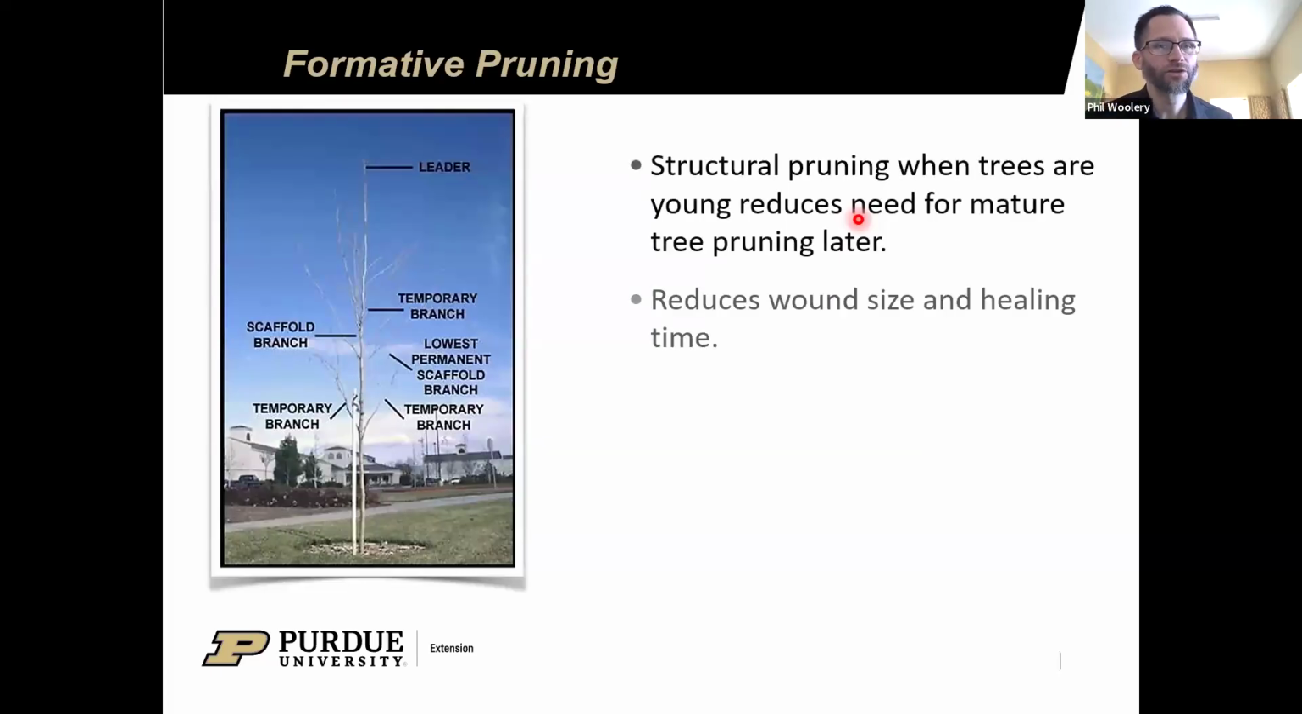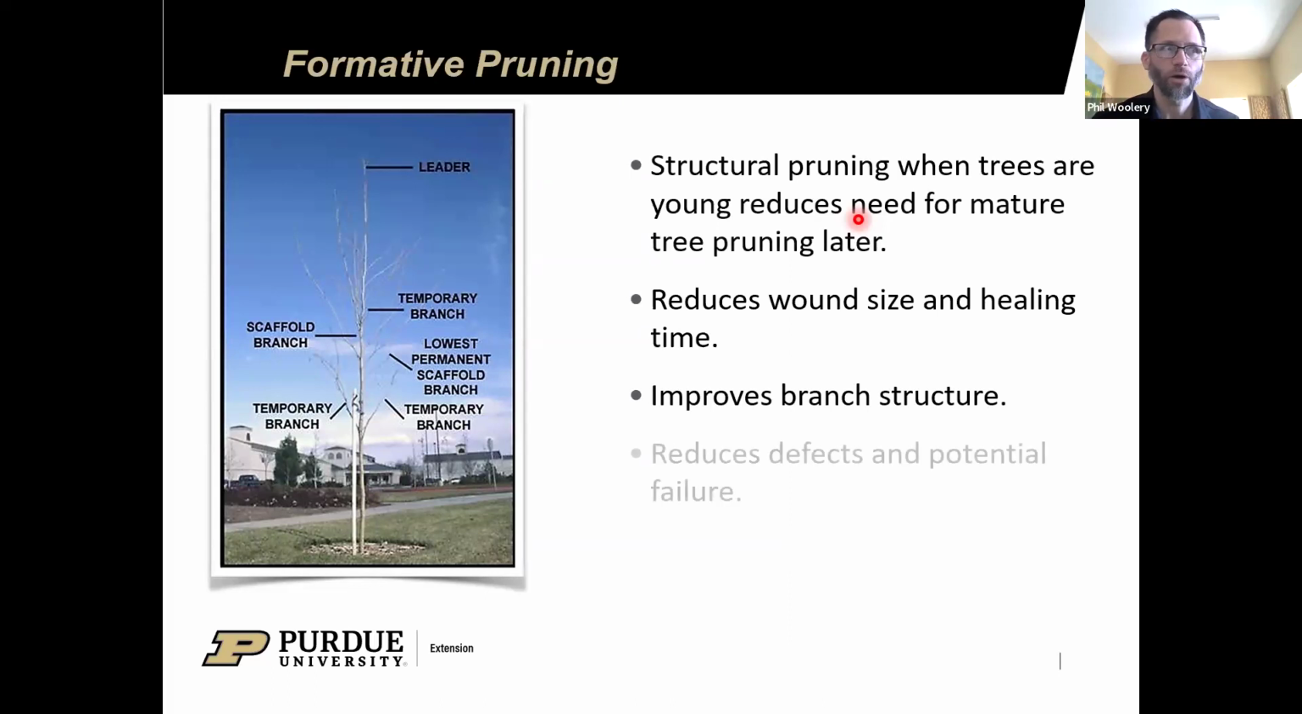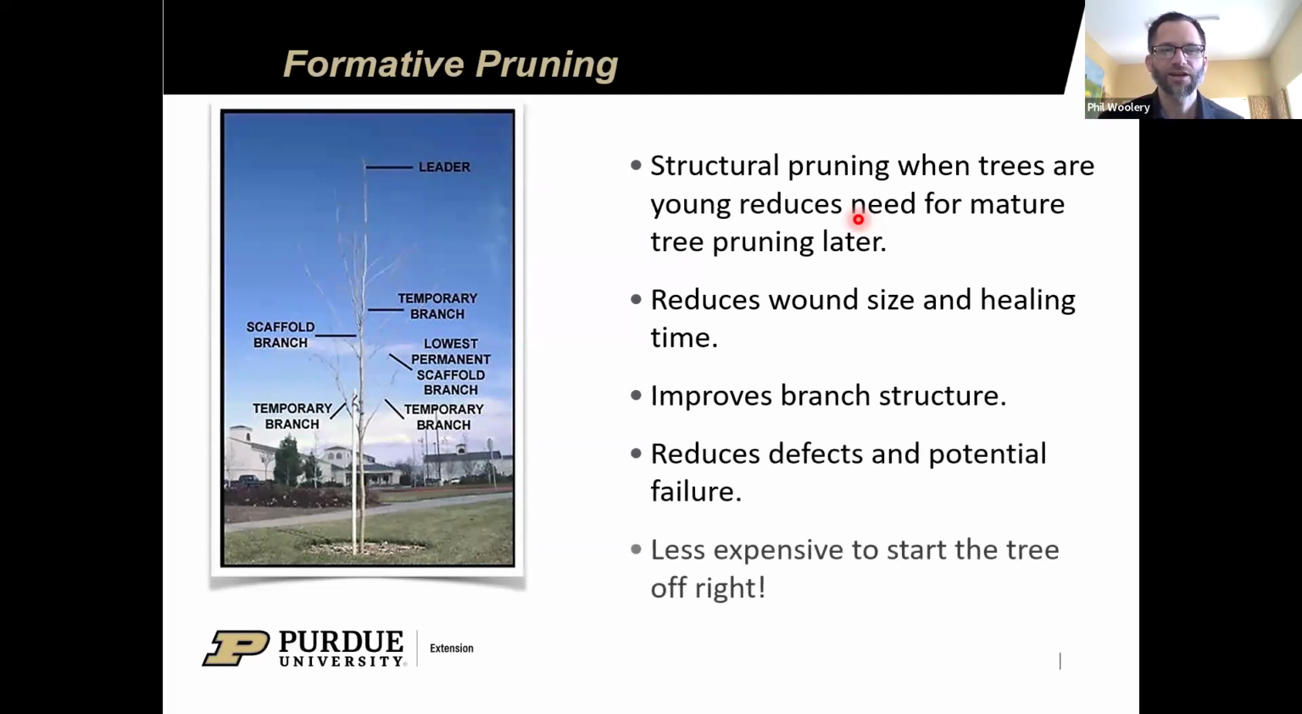That's why we want to do things when the trees are young. We can do these on small branches and correct some of those defects early on. It's a lot cheaper. Smaller branches reduce wound size and healing time, and the trees are much more vigorous growing then, so it has less effect on them. We improve our branch structure and reduce these defects and potential failure. If we have a codominant stem now, it's not going to cause us a problem, but 20, 30 years down the road, it can have serious issues. So it's less expensive to start the tree off right. Think of it as an investment, and you're taking care of that.